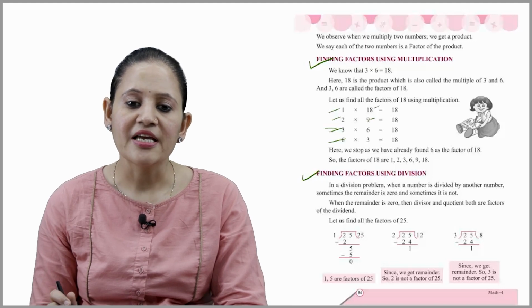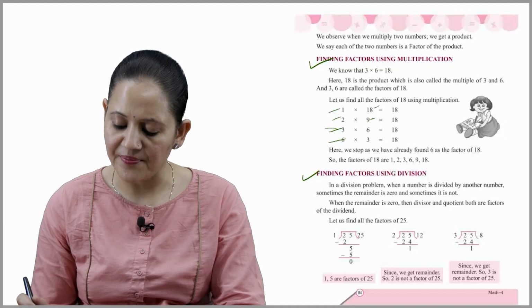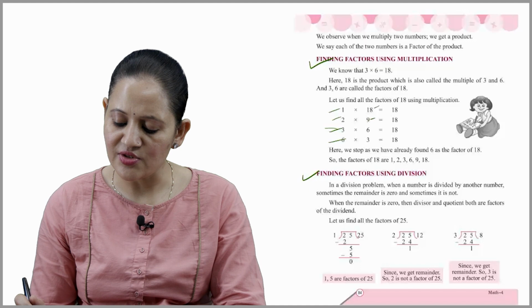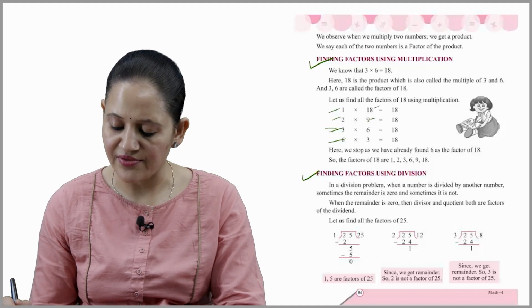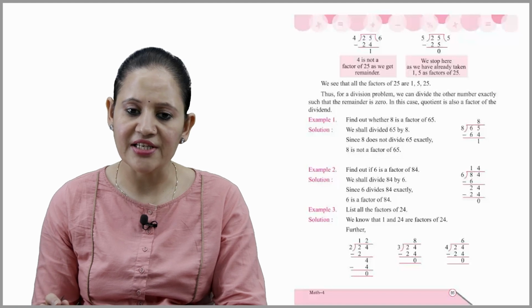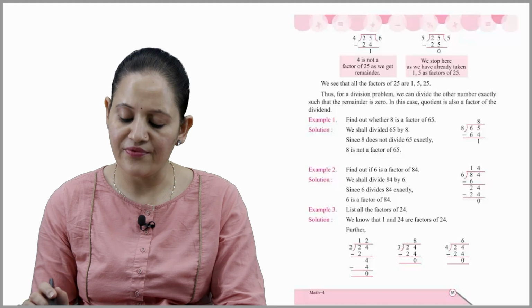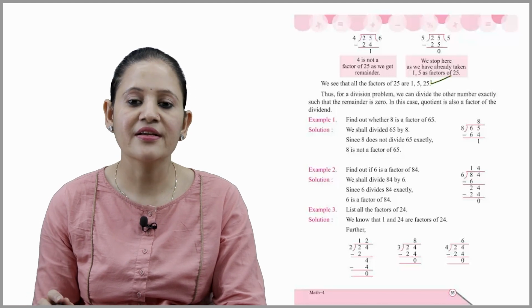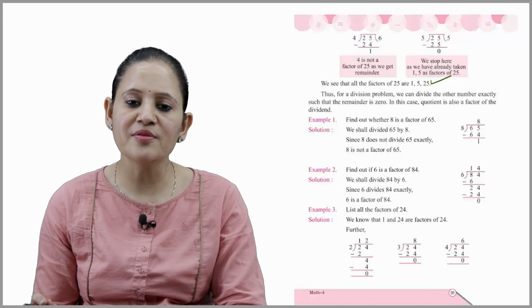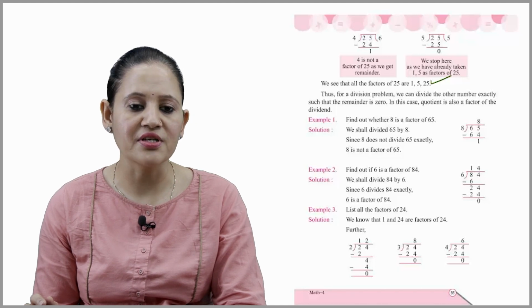Since we get a remainder, 2 is not a factor of 25. यहाँ पे हम कहेंगे since we get a remainder, 3 is not a factor of 25. 4 भी नहीं होगा, 5 is a factor of 25. We see that all the factors of 25 are 1, 5 and 25. Thus, for the division problem, we can divide the number exactly such that the remainder is 0. In this case, the quotient is also a factor of the dividend.